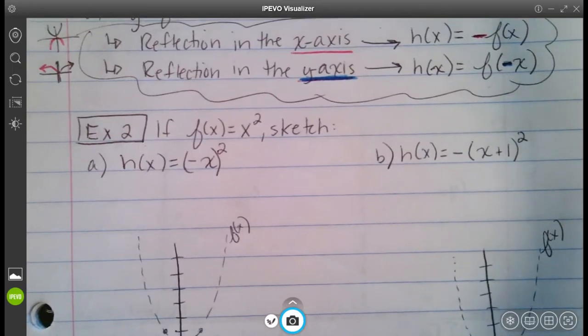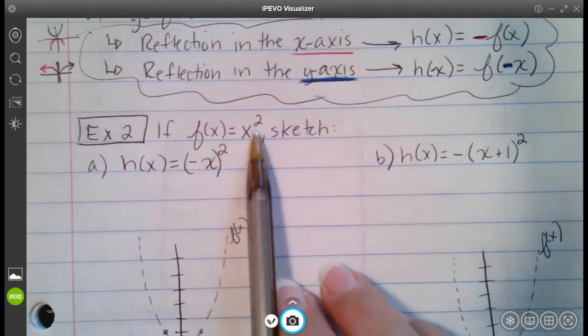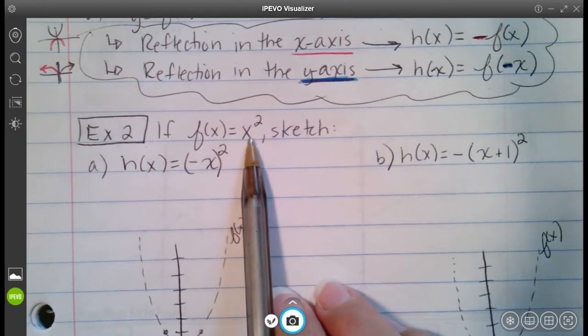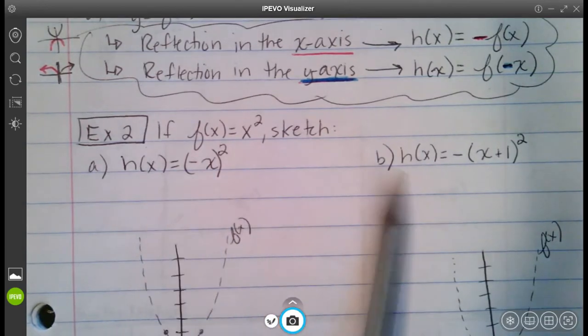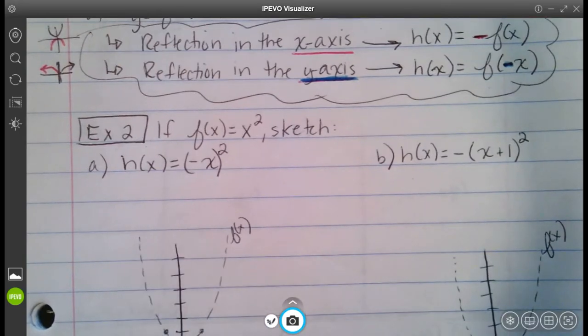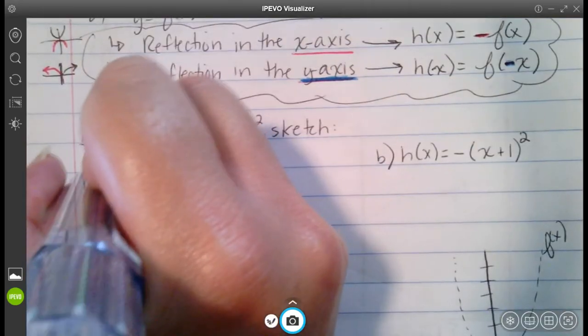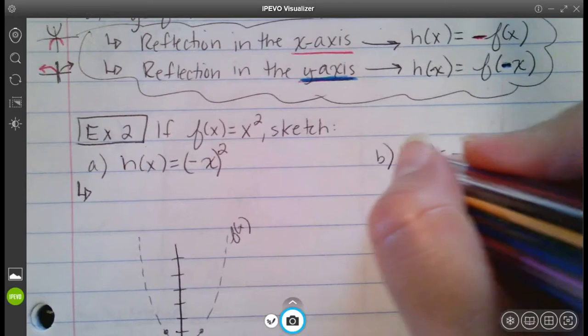We have f of x is equal to x squared. Okay, so this is the square function, or quadratic if you prefer. We're going to sketch these two guys. Just like before, we're going to go ahead and identify what's happening first. This one actually has two.